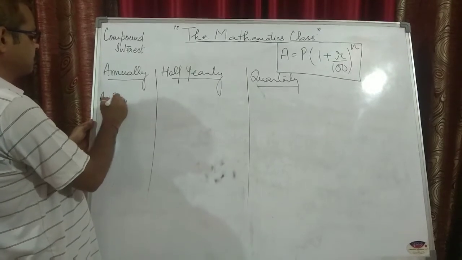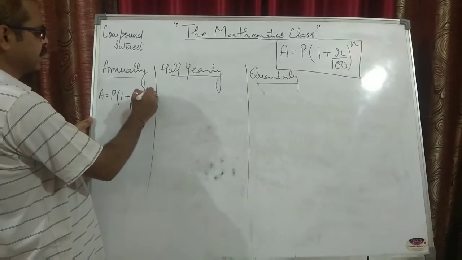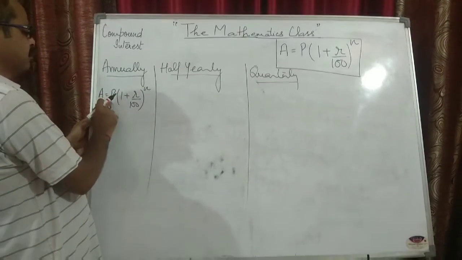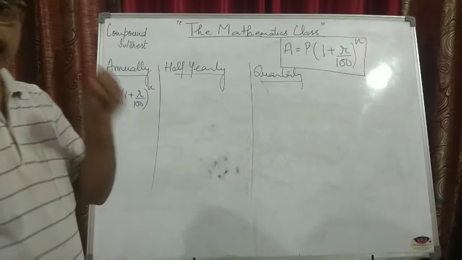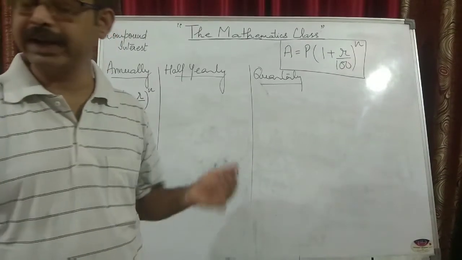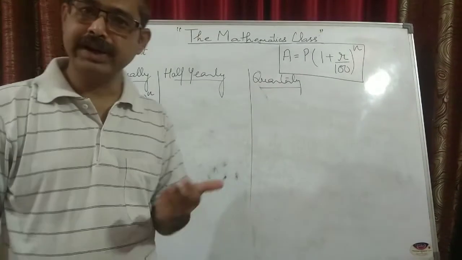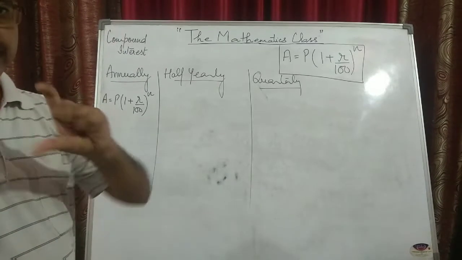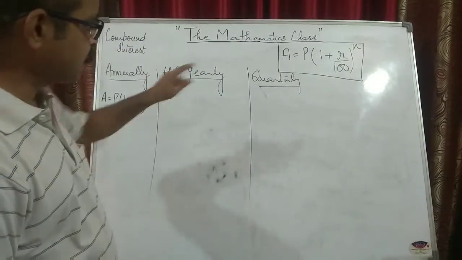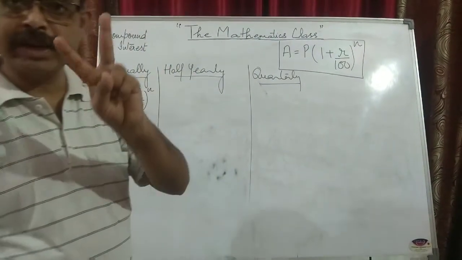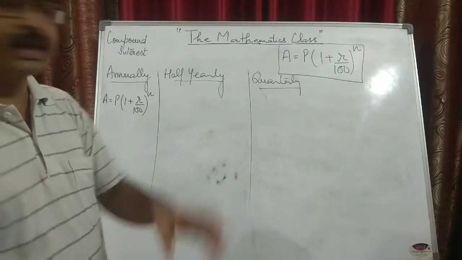A is equal to P (1 plus R upon 100) to the power n, where n is time in years, R is rate in percent, P is principal, A is amount. And when it is half yearly, when the question asks to find the amount or compound interest when the interest is compounded semi-annually or half yearly, you have to convert the time period into half years. For example, for 1 year there will be 2 half years. For 2 years there will be 4 half years. For 3 years there will be 6 half years.